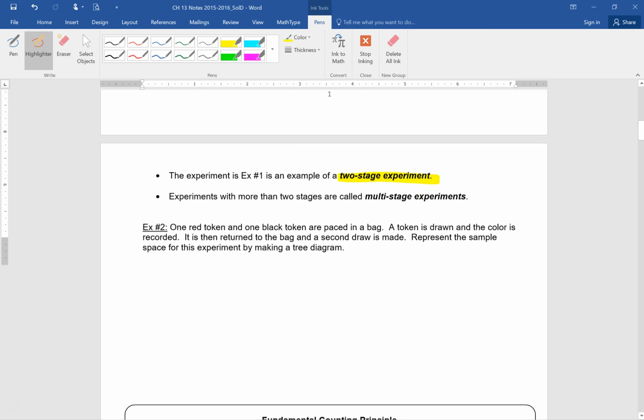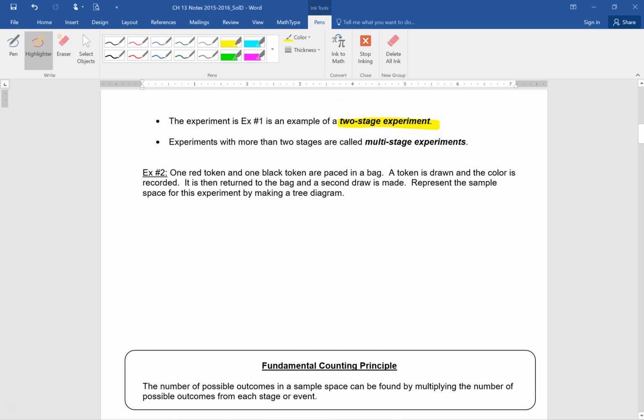Now, look at this one. You have one red token and one black token placed in a bag. So here's your bag. And you've got a red token and a black token in there. A token is drawn and the color is recorded. It is then returned to the bag. A second draw is made. Represent the sample space for this experiment by making a tree diagram. So again, how many times are we doing this? Twice, right? Okay.